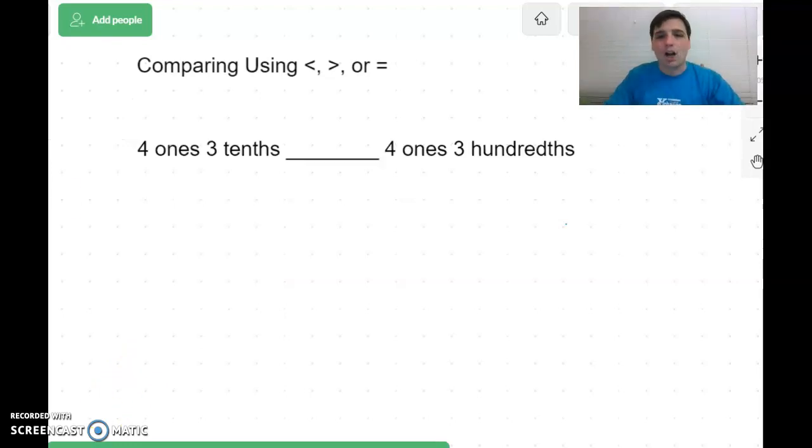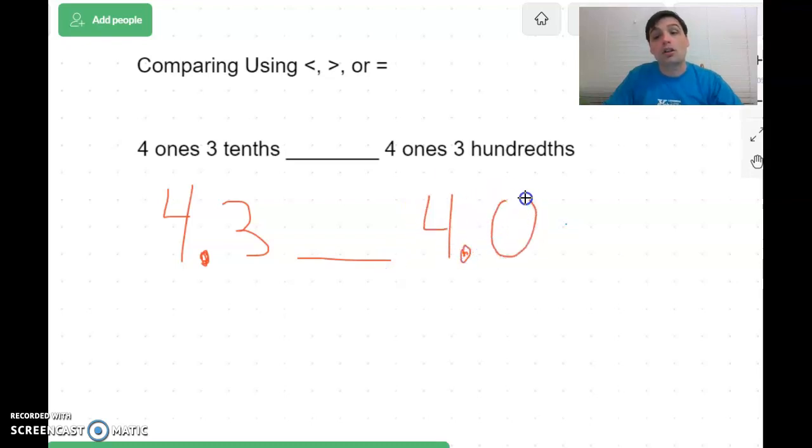We're back. I hope you're able to write this in standard form. 4 ones and 3 tenths is 4.3. And we're comparing that to 4 ones and 3 hundredths. So it's going to look like this. I can use my comparison strategy I've been using all time. Same number of ones. I have 3 tenths here, I have 0 tenths here. My answer is 4 and 3 tenths is less than 4 and 3 hundredths.